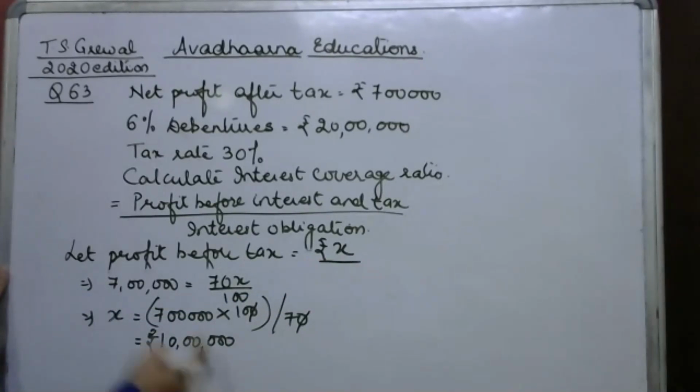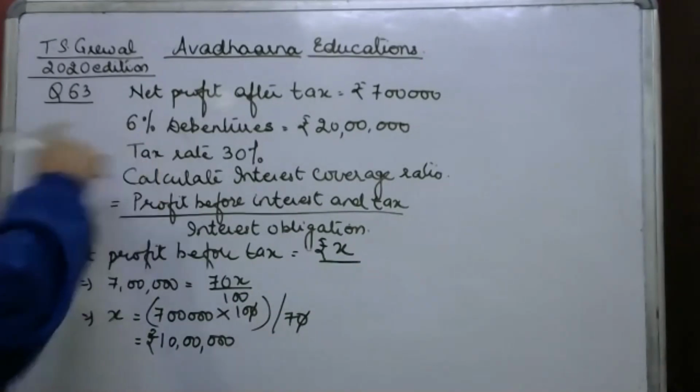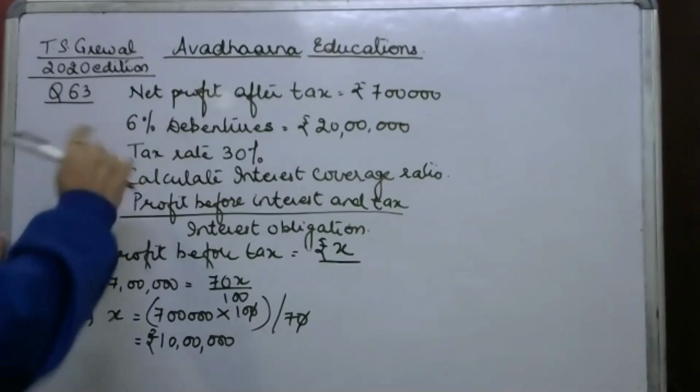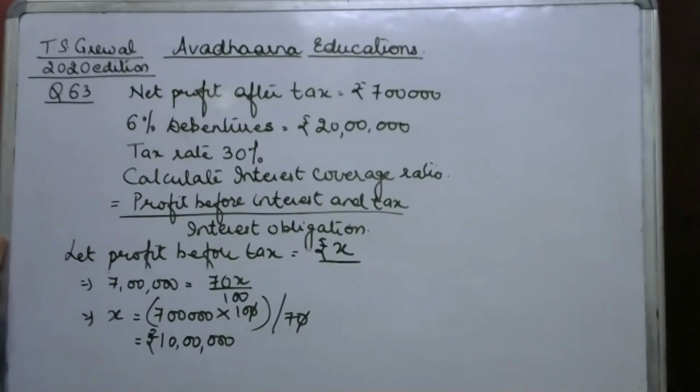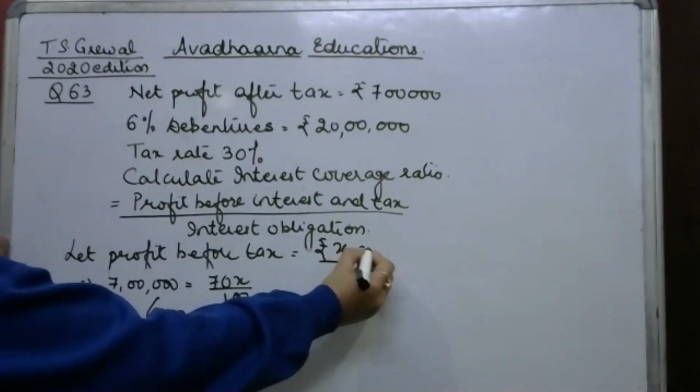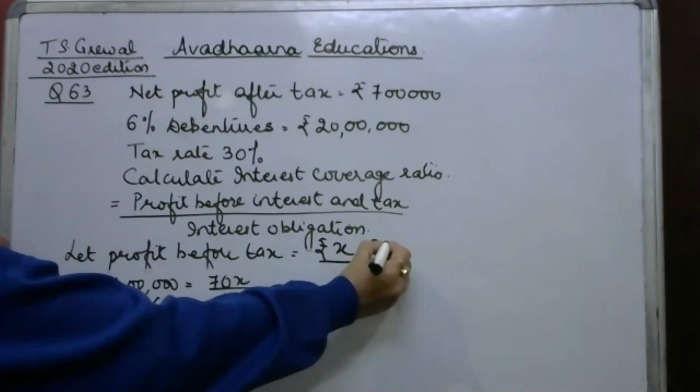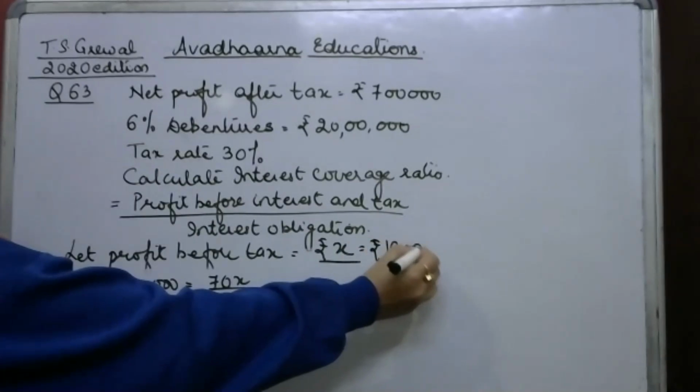Fine. So my profit before tax, we have assumed x, और x की value क्या आ गई, 10 lakh. अब profit before interest and tax के अंदर बच्चे, if I'm going to add interest obligation, yes, if I'm going to add, so profit before tax is x and the value of x is 10 lakh.